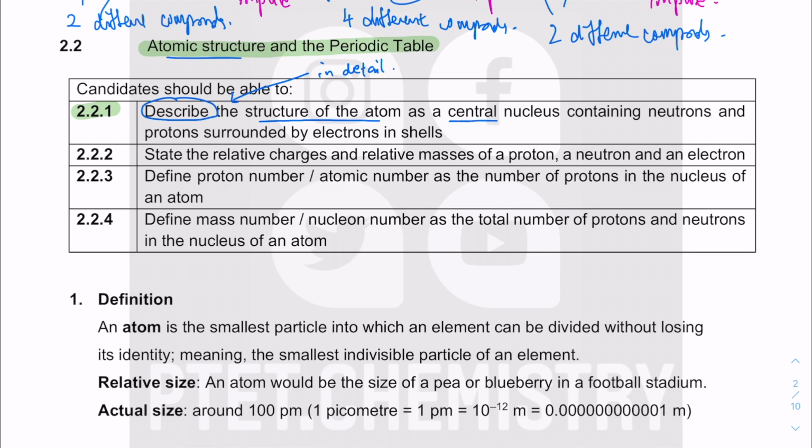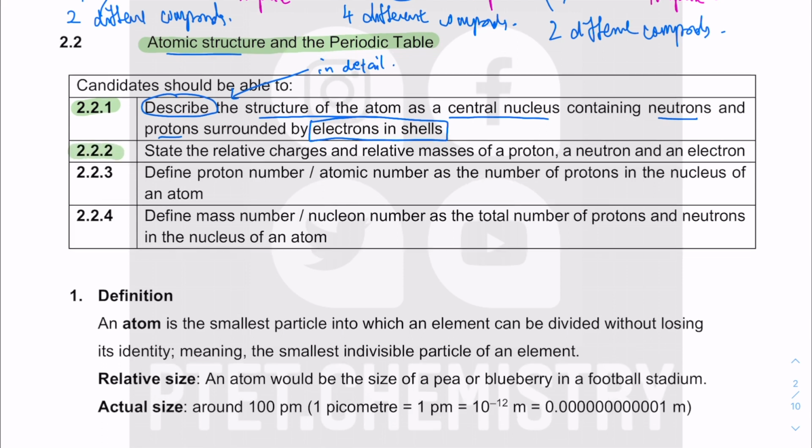You have a central nucleus. The nucleus is the core at the center of an atom. It contains neutrons and protons, and you have electrons orbiting around in shells. The electrons are always moving, and they are not in the nucleus. They are surrounding the central nucleus in shells. We'll talk more about this later on.